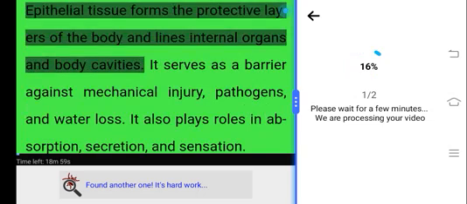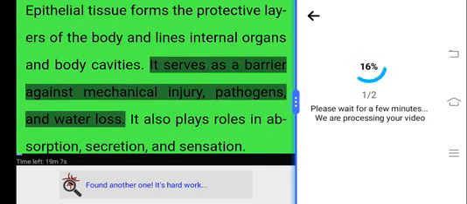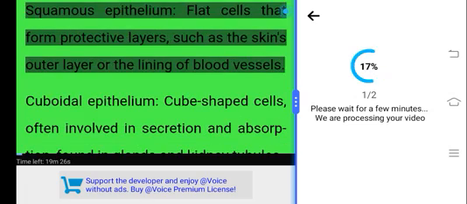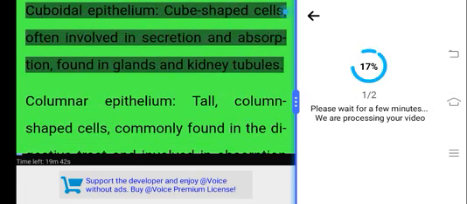1. Epithelial tissue. Epithelial tissue forms the protective layers of the body and lines internal organs and body cavities. It serves as a barrier against mechanical injury, pathogens, and water loss. It also plays roles in absorption, secretion, and sensation. Types of epithelial tissue. Squamous epithelium: flat cells that form protective layers, such as the skin's outer layer or the lining of blood vessels. Cuboidal epithelium: cube-shaped cells, often involved in secretion and absorption, found in glands and kidney tubules.